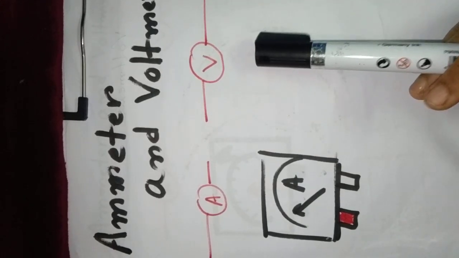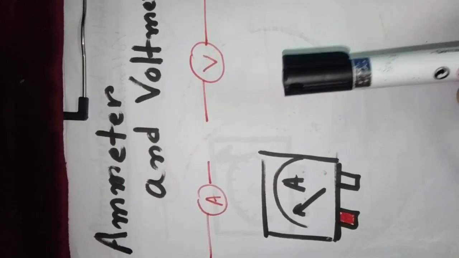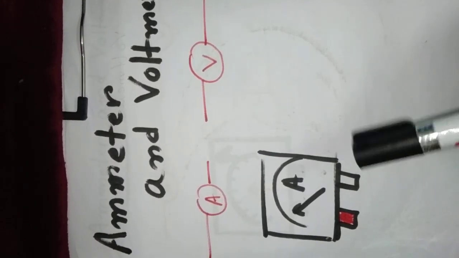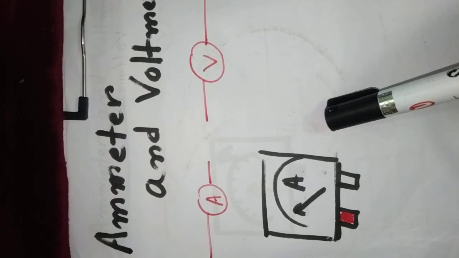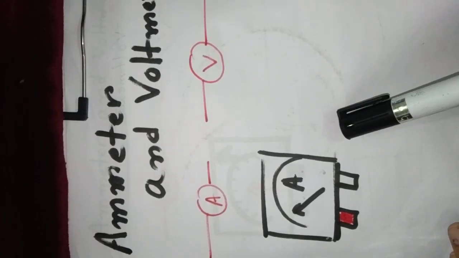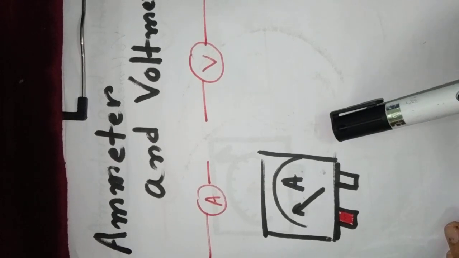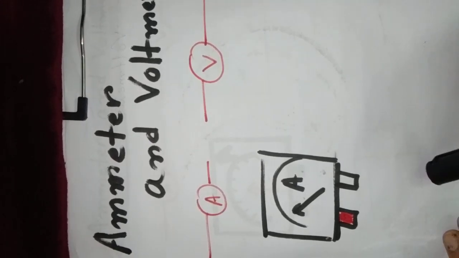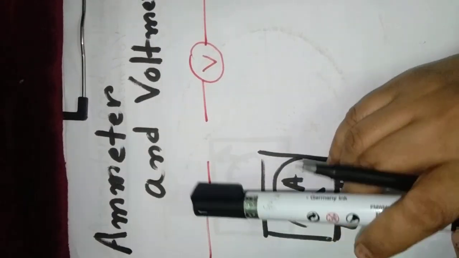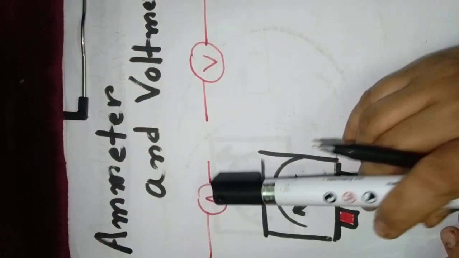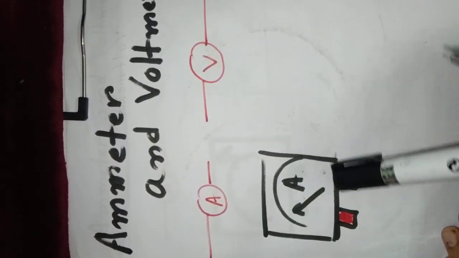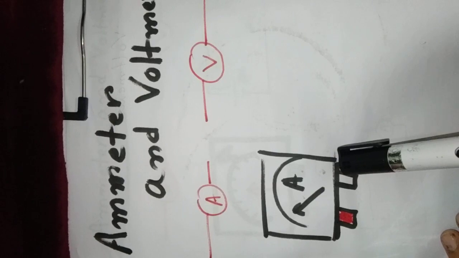What is an ammeter? An ammeter is an electrical instrument with which we can directly measure the amount of current through any circuit. There is a moving coil galvanometer in the ammeter which can identify and measure the amount of current. Look, I have already drawn the symbol of the ammeter, and this is the symbol of the voltmeter, and this is the picture that I have drawn for the ammeter.